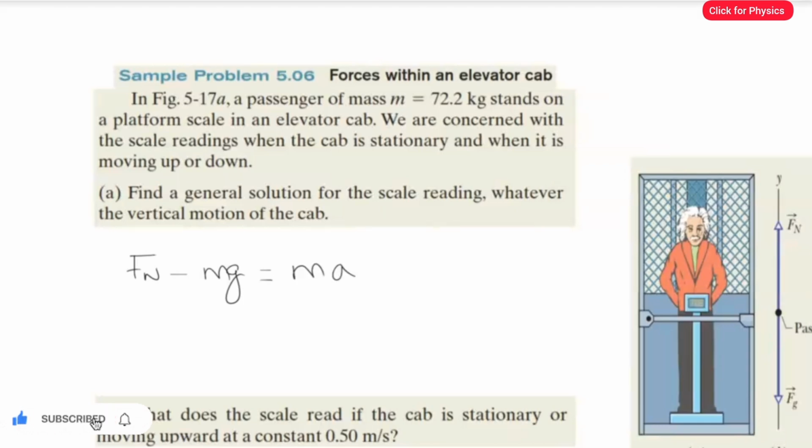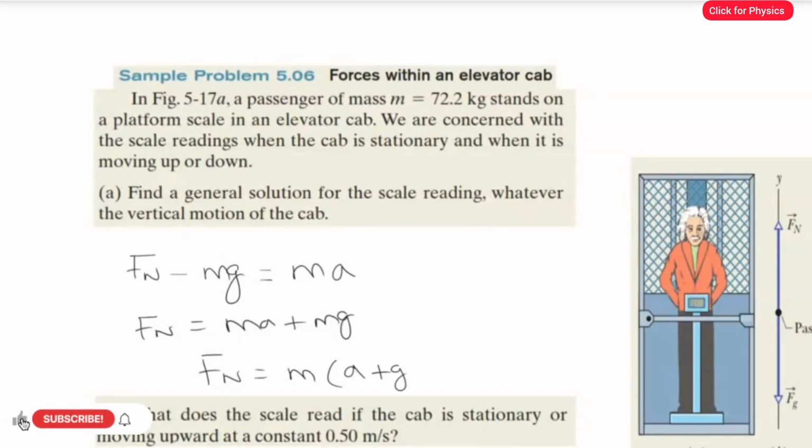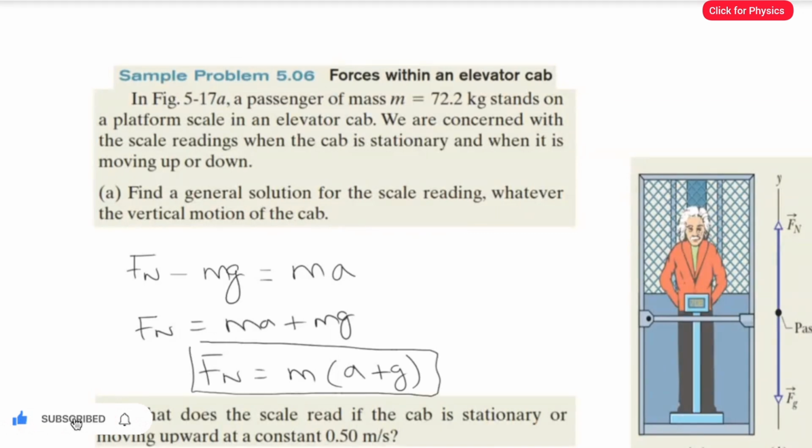Now for getting the scale reading, we have to frame the equation in terms of normal force. So the normal force Fn is equal to ma, and this minus mg, when it goes to the right hand side, will take a plus mg. By that, your normal force equation, which is our scale reading, is equal to m, if you take mass as a common term, times (a plus g) inside the bracket. So this is our general equation based on the free body diagram.